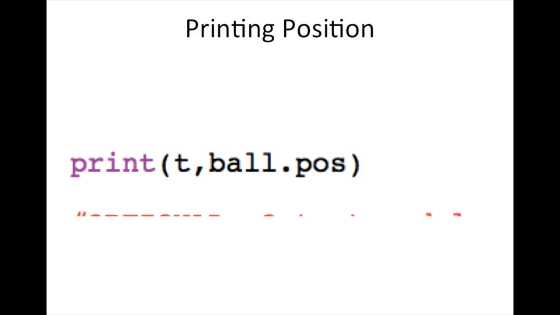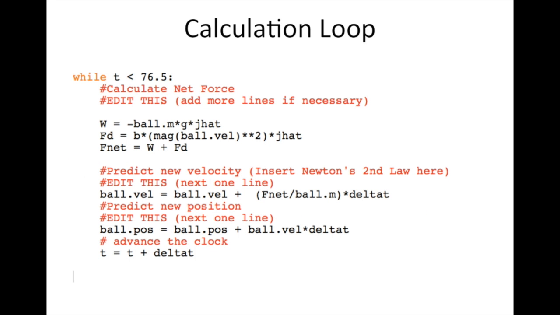I want to know where the object is the whole time, so I'm printing the position in my Python video. My calculation loop runs while t is less than 76.5. I came up with 76.5 by first plugging in a very big number, and I know that it's at 1,000 meters, and because I'm printing the position, it tells me where it's landing. If the number was greater than 1,000, I lowered the time until I got to 76.5, where the meteor ends up at 1,000 meters.